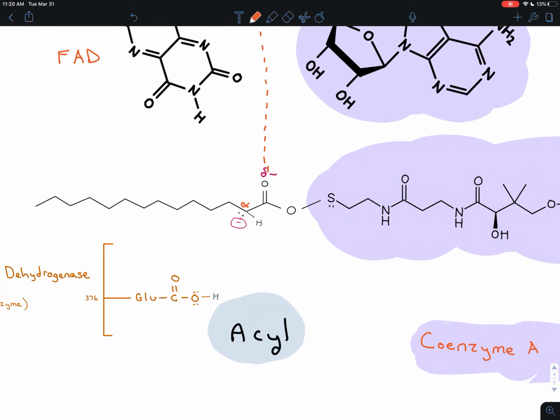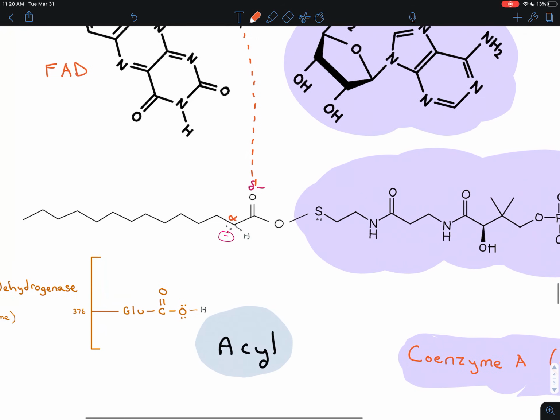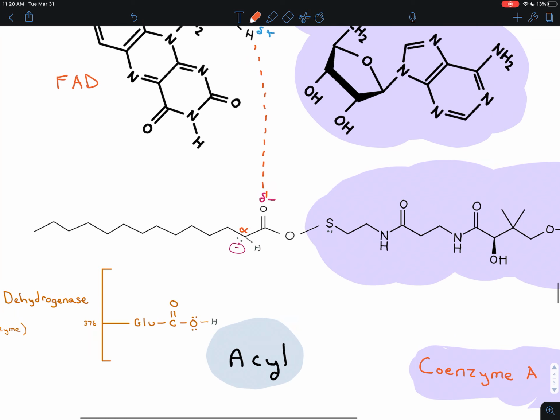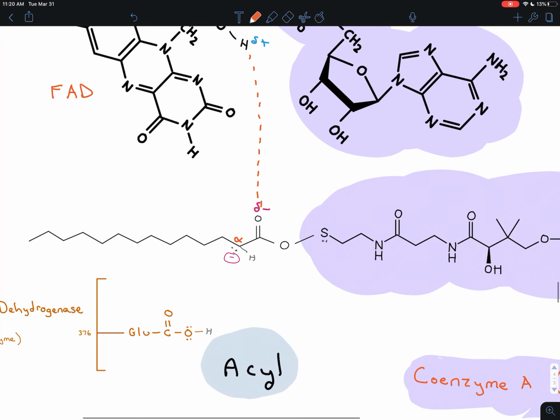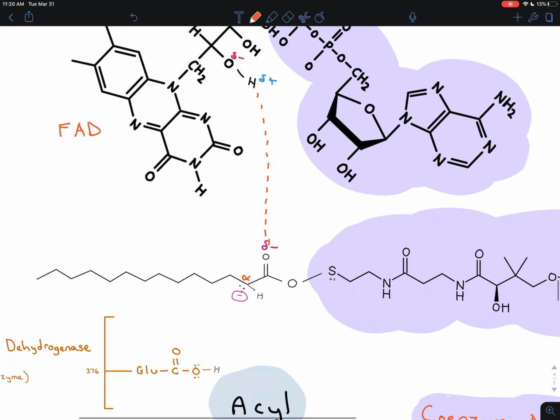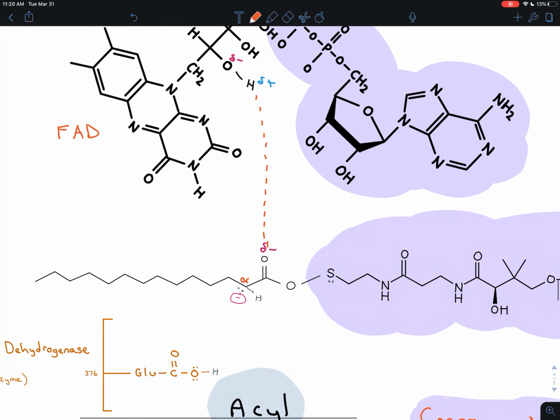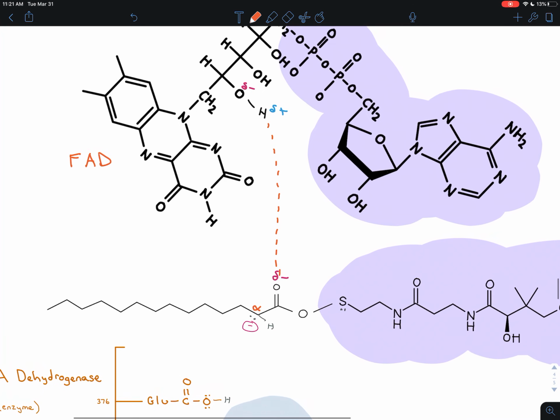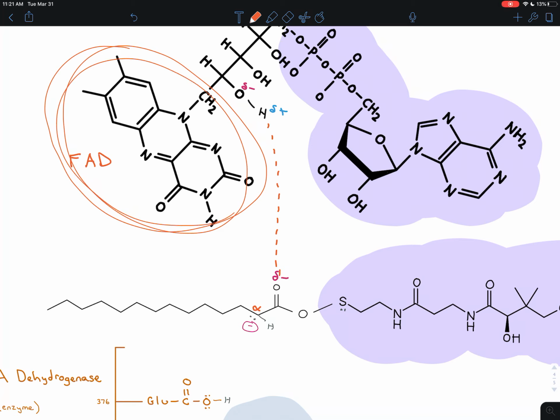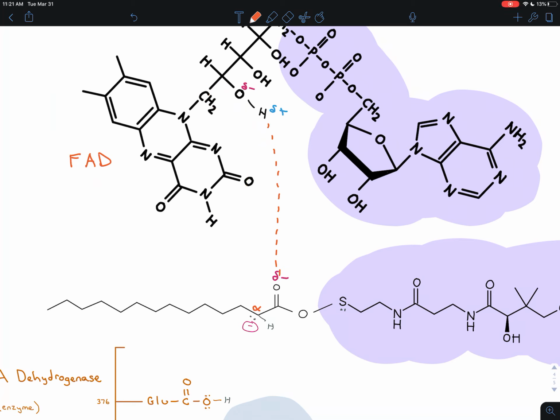Now, this is stabilized by the resonance, but it's not something that's going to exist for too long. This is an intermediate. And so this is going to be stabilized ultimately by reaction with the flavin part of FAD, a flavin adenine dinucleotide.